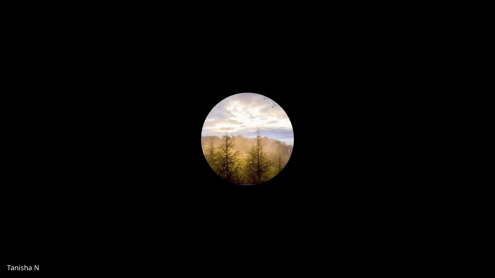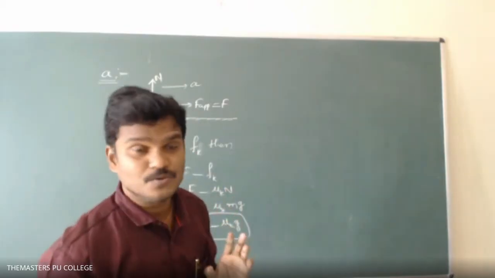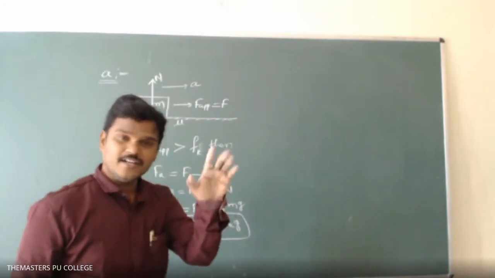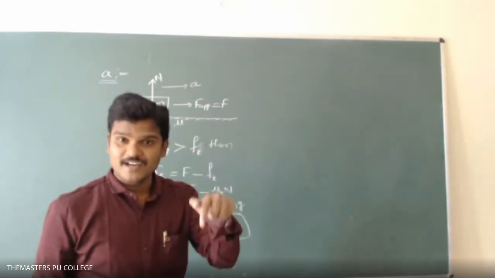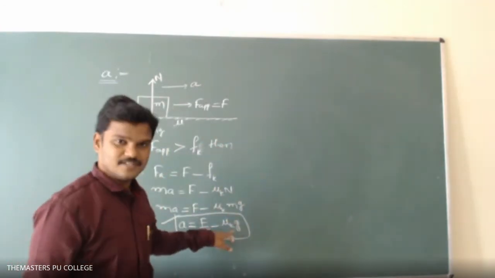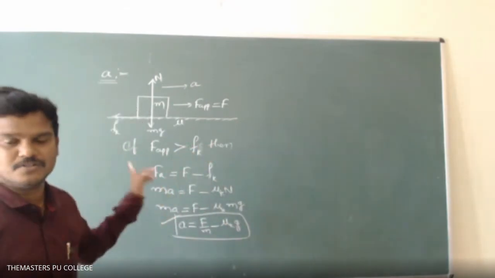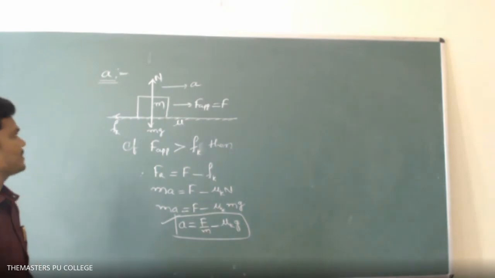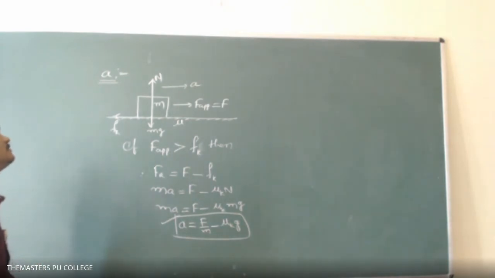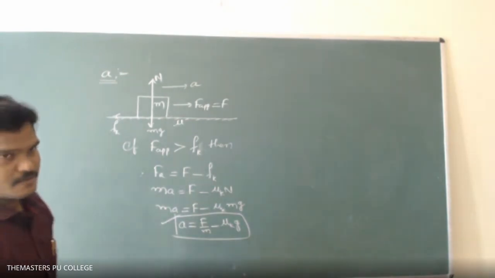V square minus u square is equal to 2as. That's it. In that formula, we write a as it is, but here we are going to write mu g. Let us see how I am going to extend that also. First, you take this. I'll continue one concept. This is the acceleration of a body moving on a rough horizontal surface.